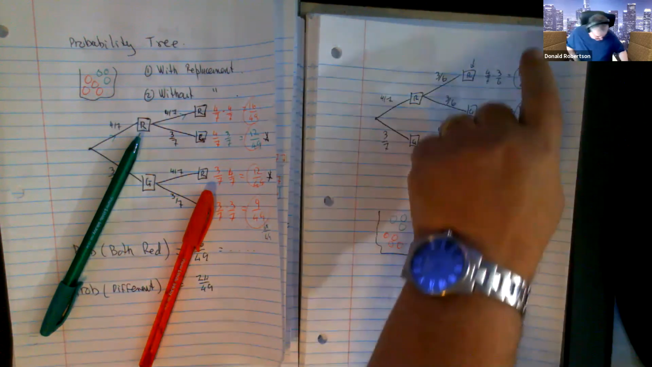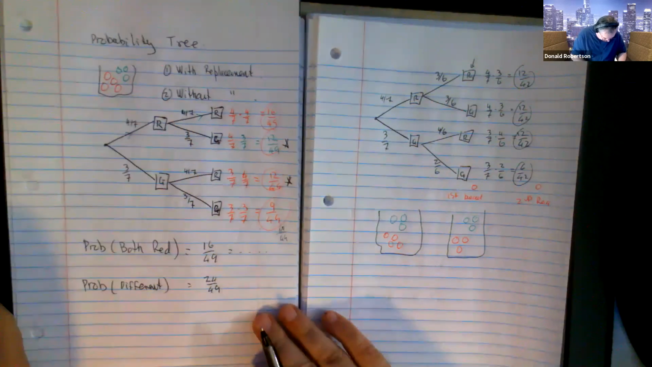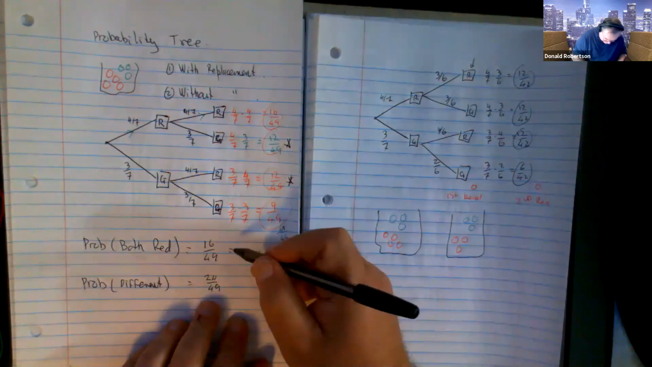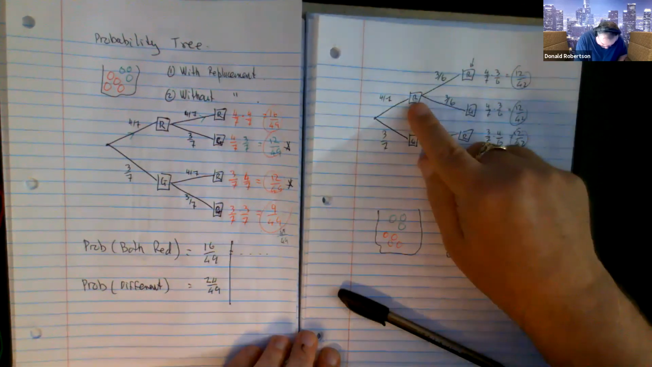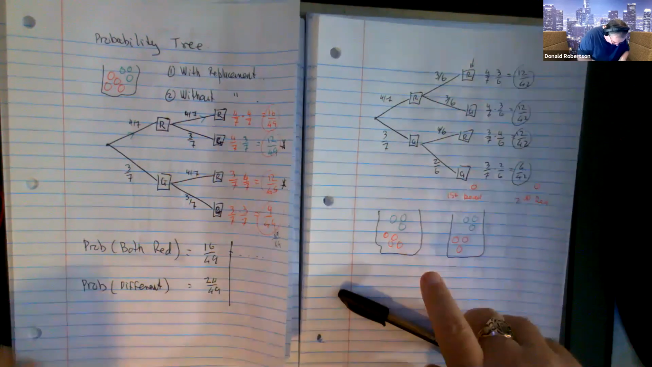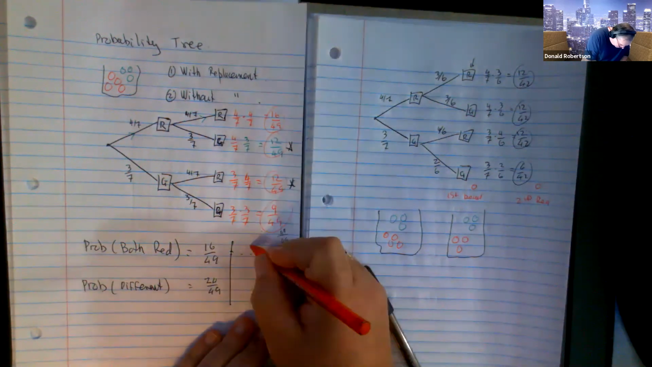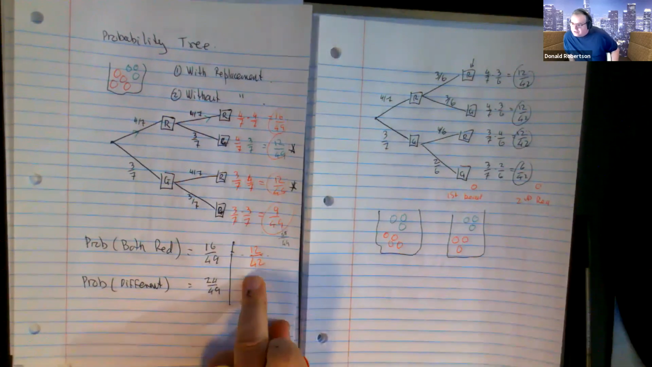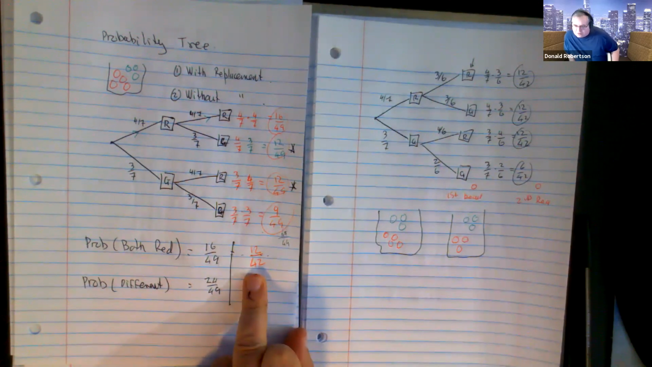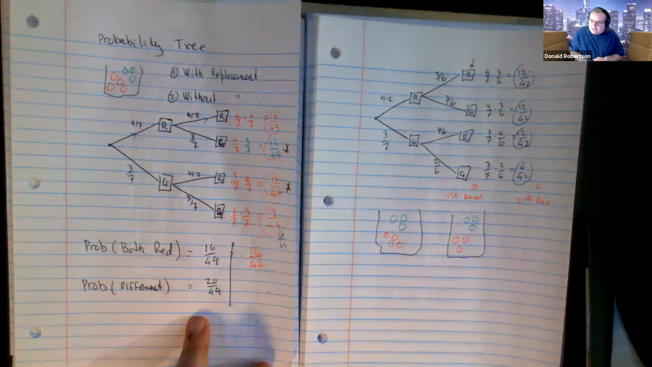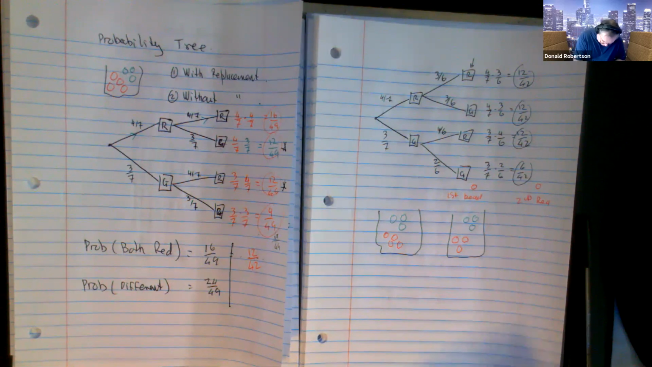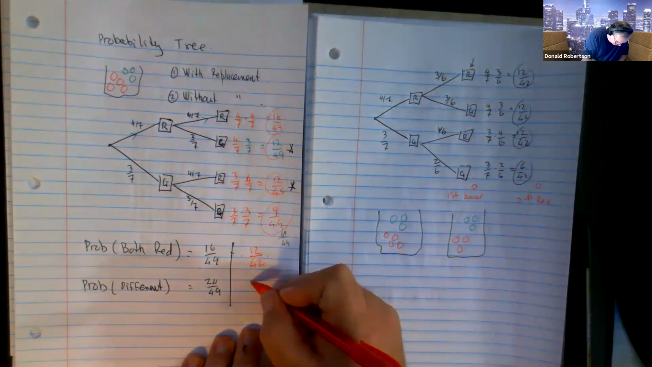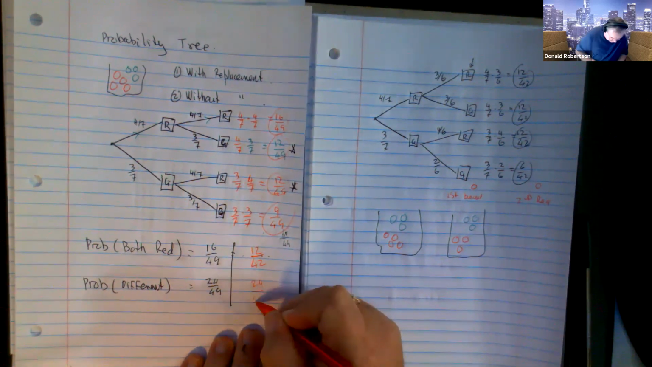Now, from this diagram, if I go back to this question, what's the probability that they're both red? Red and red, 12 out of 42. You see that the answer is different, quite significantly different, isn't it? Different fraction. What's the chance that they're different? Well, the different ones are these two. And so that ends up being 24 out of 42.